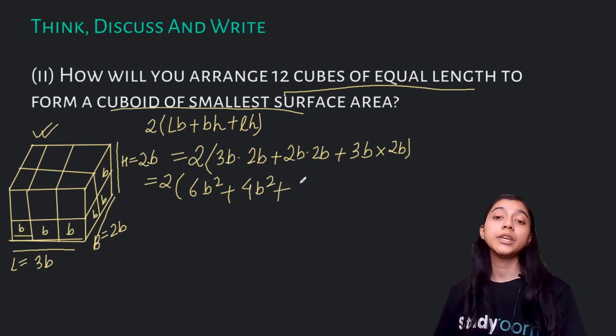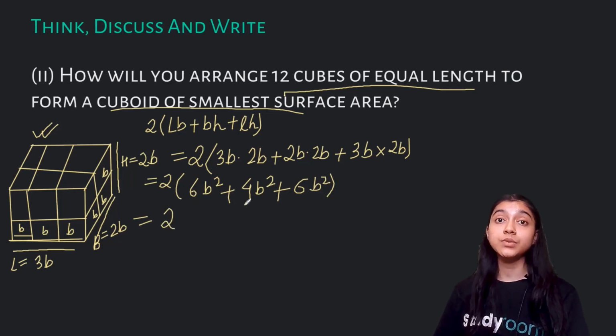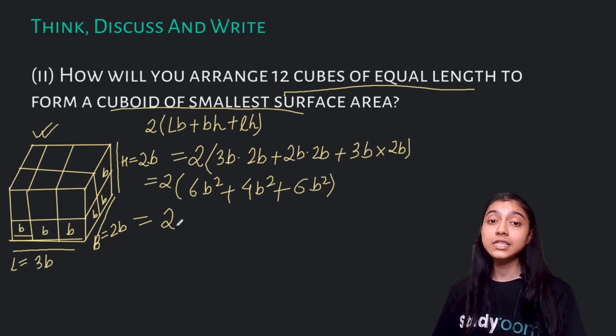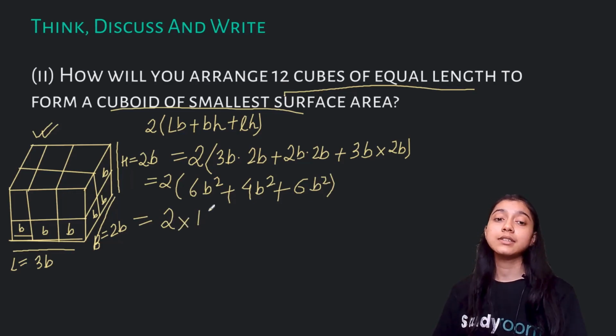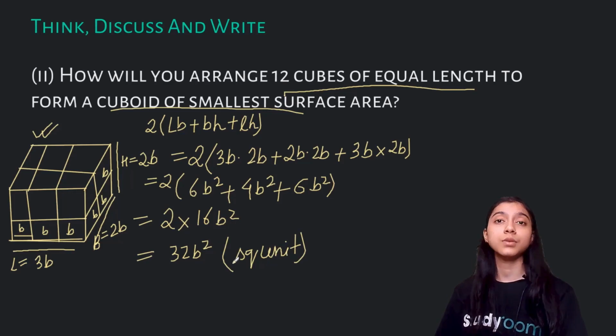3b multiplied with 2b will give us 6b square. So ultimately what we have is 6b square plus 4b square, that is 10b square, plus 6b square, that is 16b square. So 16b square when multiplied with 2 is 32b square, and it will be in square units because it is the total surface area.